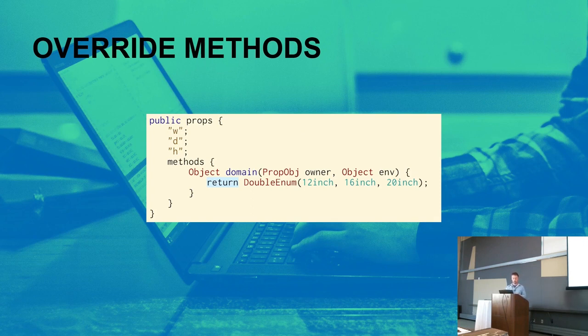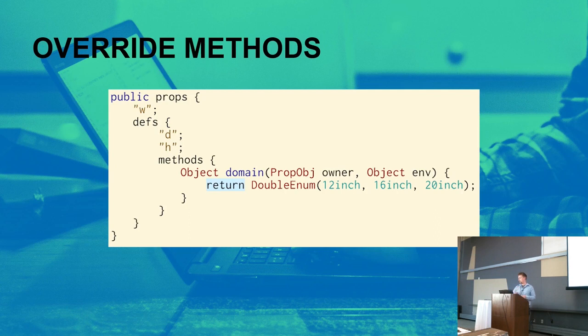You have this methods keyword. Methods is a block dedicated to writing methods, in this case for all of the keys, in the same scope. So in this case, I'm overriding domain for W, D, and H. Correct. It's in the same scope, specifically. So for this, for example, see, I know what I'm doing. D and H now have their domain methods overridden, W does not.